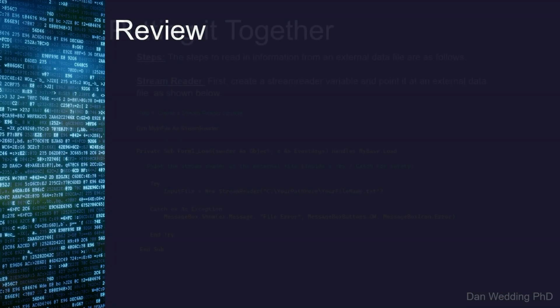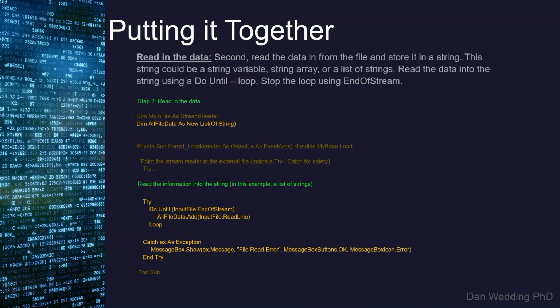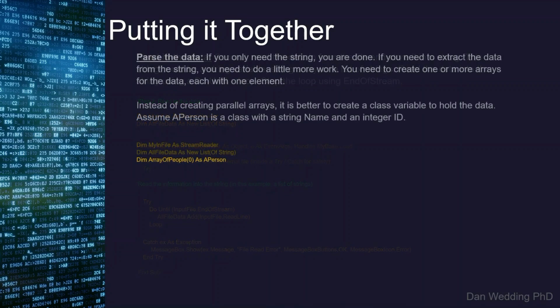In review, the steps to read in information from an external data file are as follows. First, create a stream reader variable and point it at an external data file as shown below. Second, read the data from the file and store it in a string. This string could be a string variable, string array, or a list of strings. Read the data into the string using a do until loop. Stop the loop using end of stream. If you only need the string, you are done.